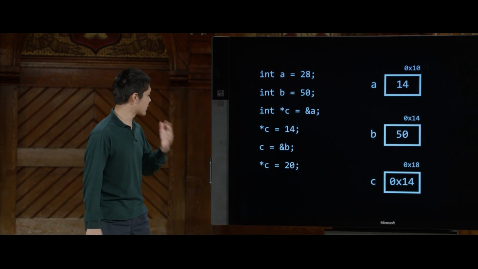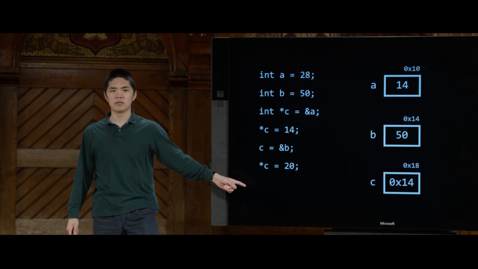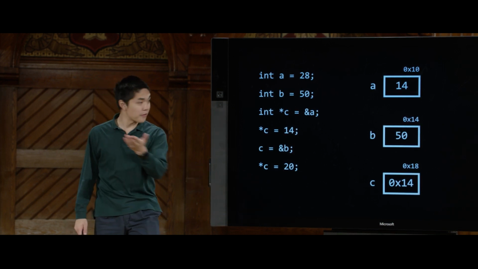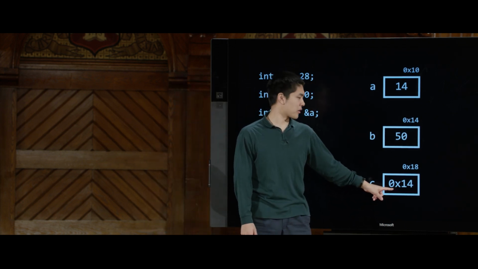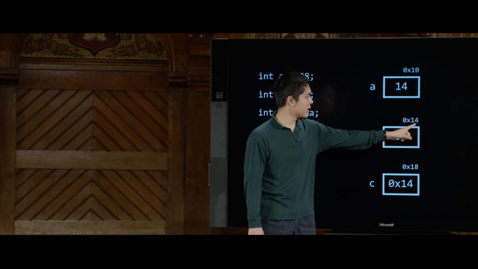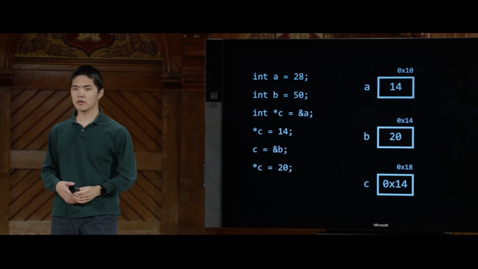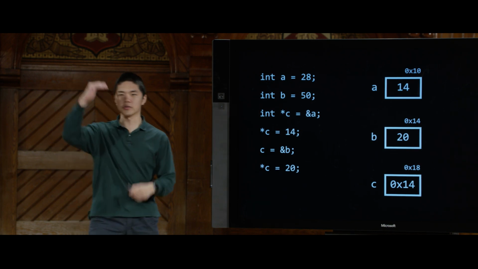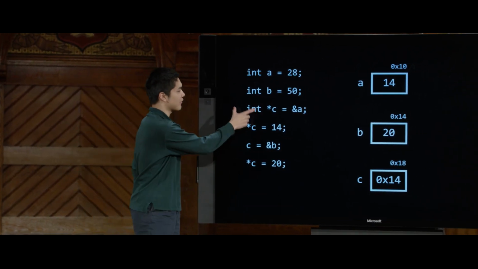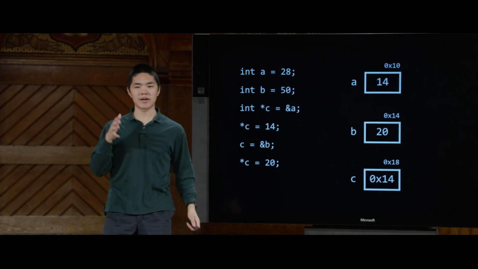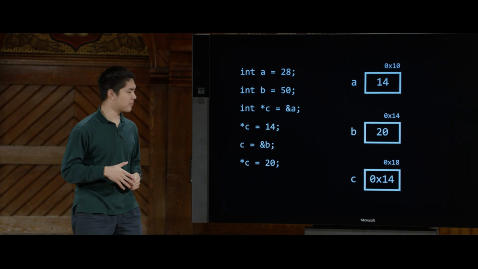Now let's do one more line. If I do star c equals 20, what changes? The 50 becomes 20. Great. Star c means take the value in c, dereference it, go to address 0x14, well, that's right here, and change its value from 50 to 20. And so using pointers, we're able to manipulate values inside of our computer's memory. The key here is that something of type int star is nothing more than an address. A pointer is just an address to something inside of our computer's memory.